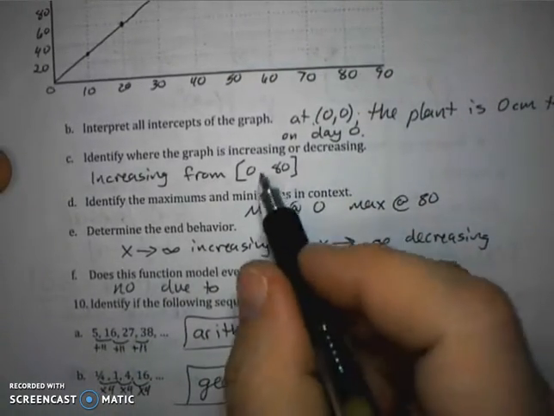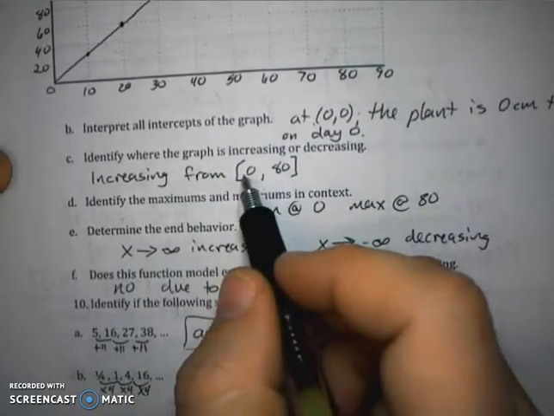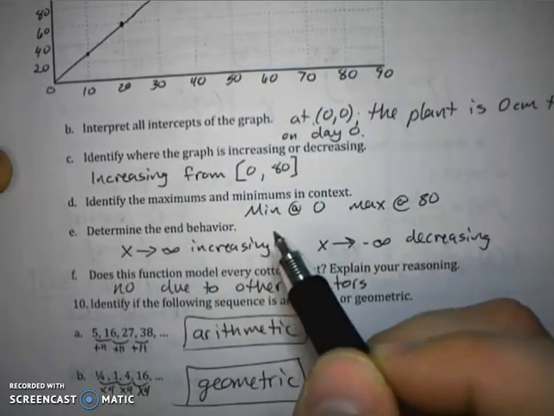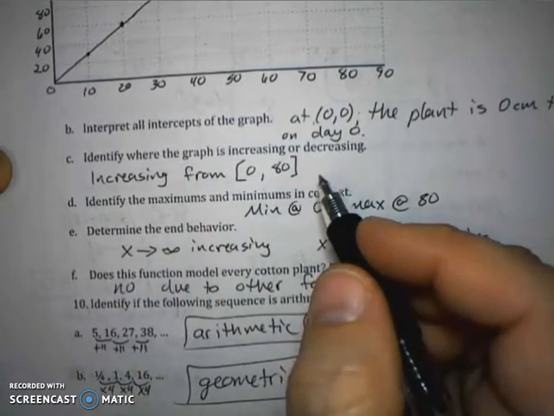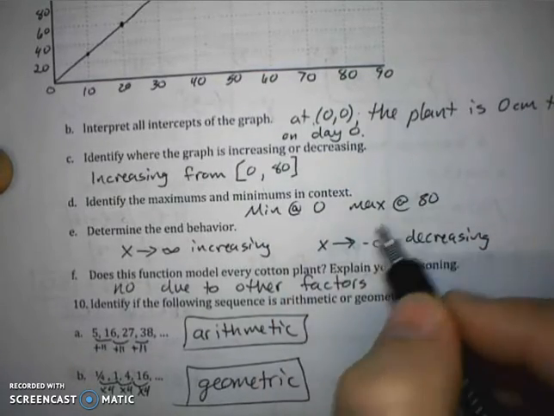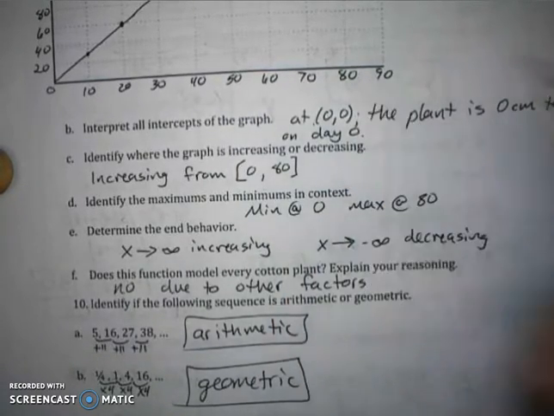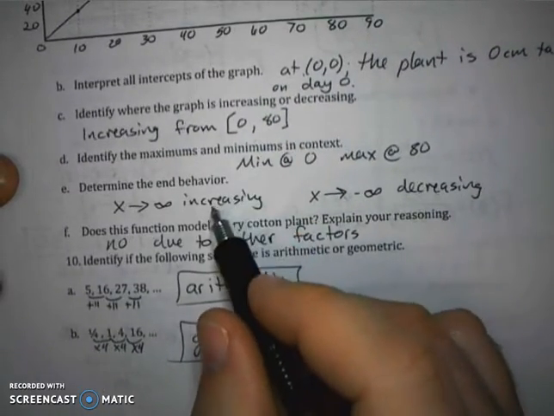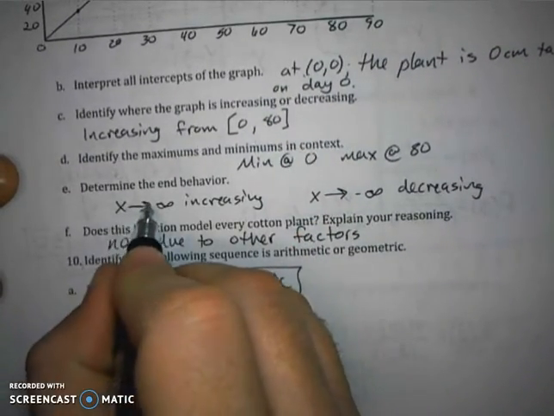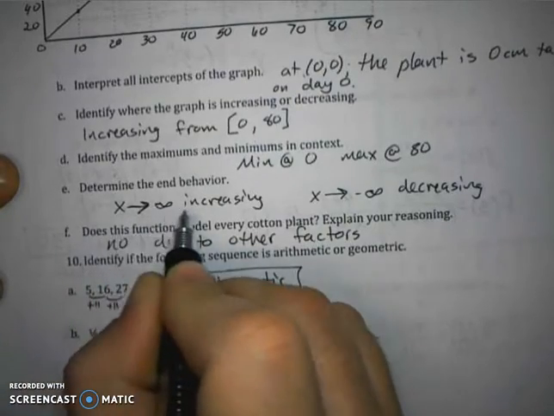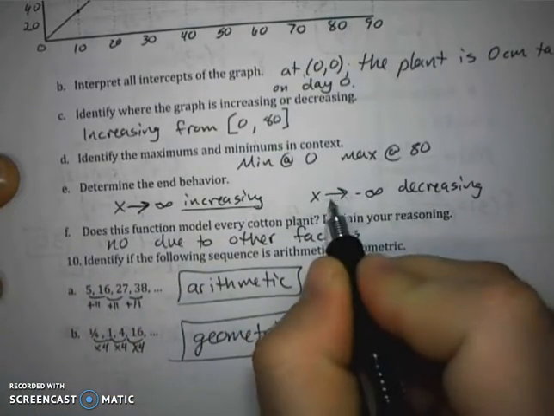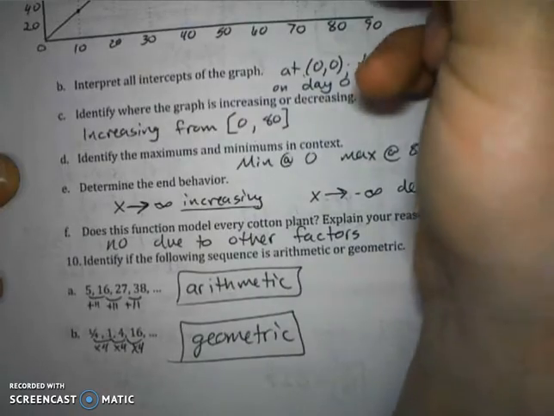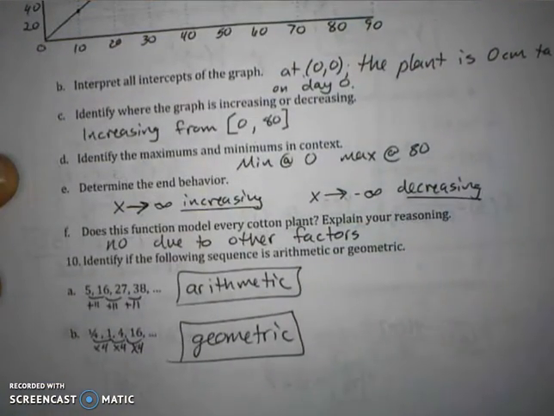Okay, where is the graph increasing? It is increasing from 0 to 80. Okay. Maximums and mins, there's a minimum at 0 and a maximum at 80 days. Determine the end behavior. As x approaches infinity, or as x goes towards infinity, it's increasing. As x goes towards negative infinity, if I work backwards, it would be decreasing. That's all you need to have there.